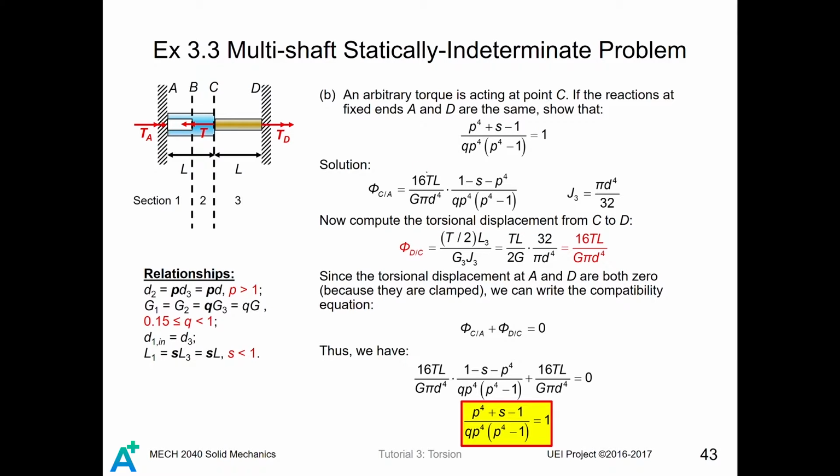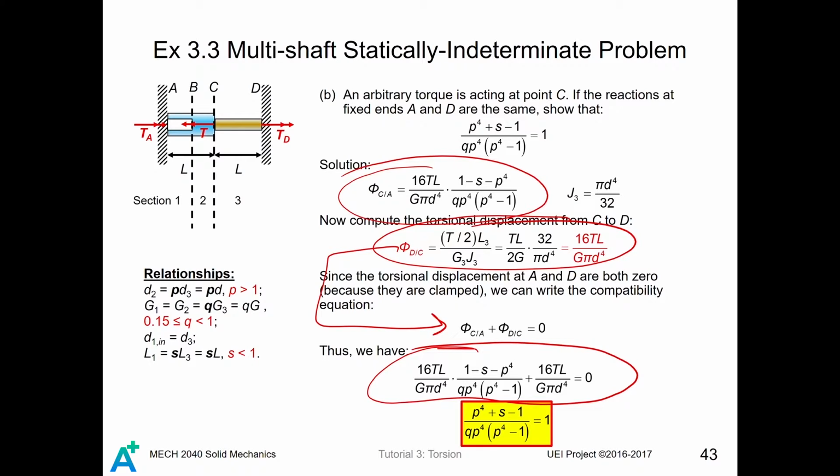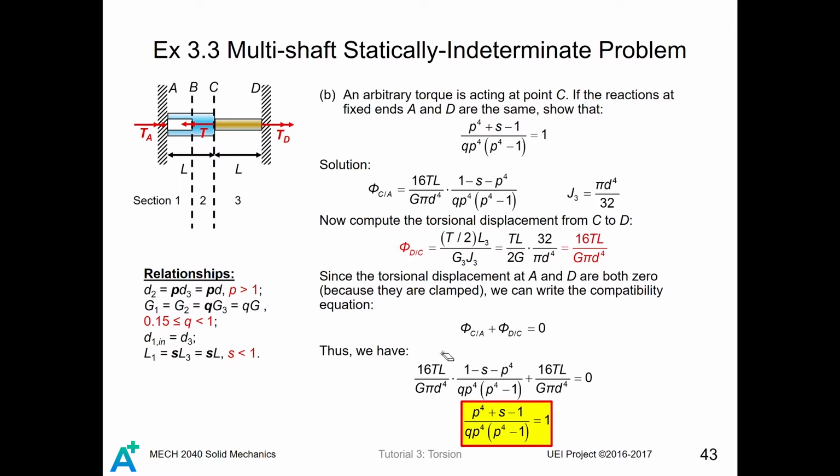Finally, we substitute both results into the compatibility equation. Then we can have such an expression. By simplifying it, we can have the result that we are going to prove.